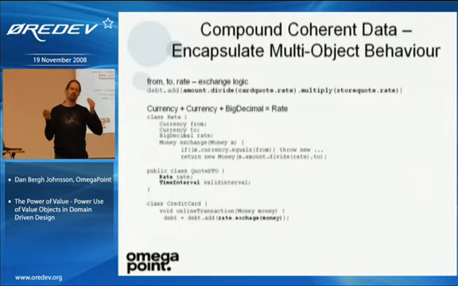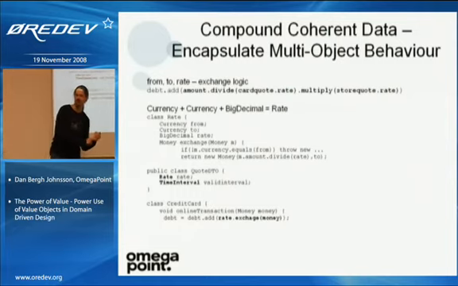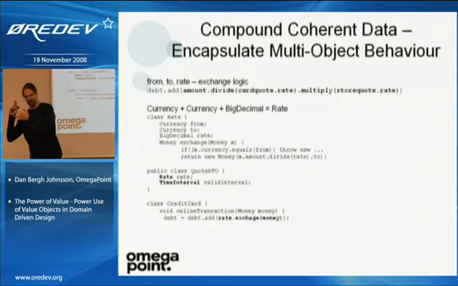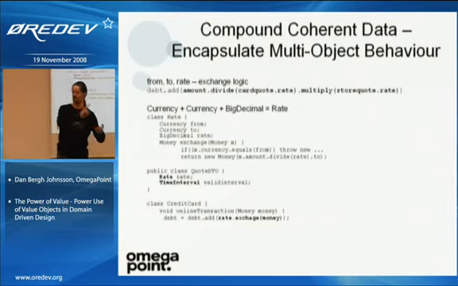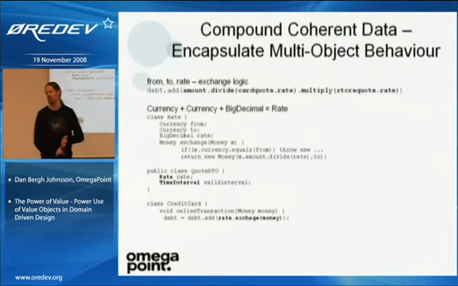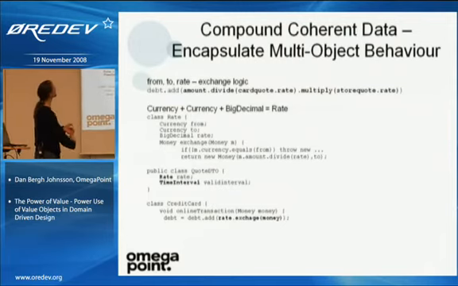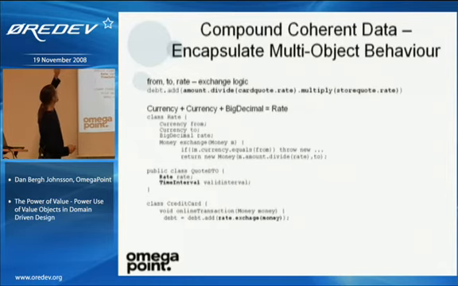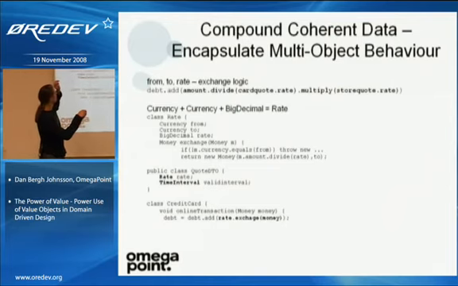We continue, and now we've been looking at encapsulating multi-object behavior. We're going to be making implicit concepts explicit. We've done a second instance of making implicit concepts explicit, and now we go back to another case of creating compound coherent data objects. Now we realize that if we have a look at the usage of the quote, we see that the rate of the from and to quote is used together with the amount.